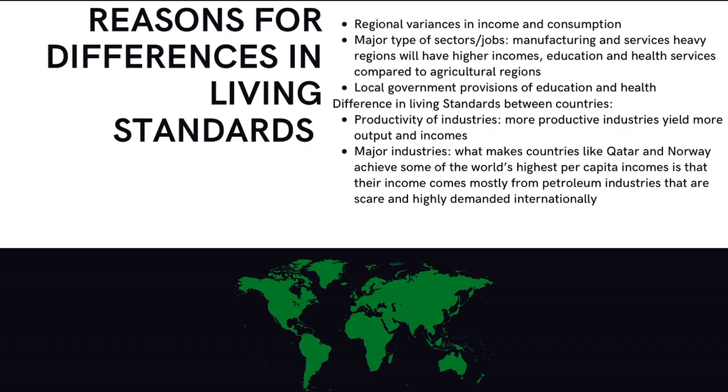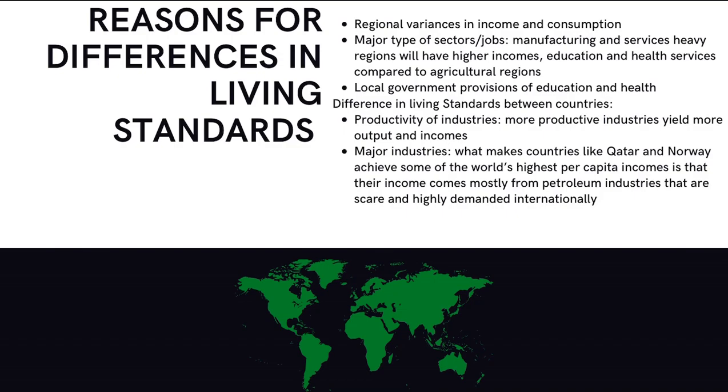Now, let's look at the reasons for differences in the living standards. Firstly, there are regional variances in income and consumption. The major types of sectors or jobs, which include manufacturing and services, heavy regions will have high incomes, education, and health services compared to agricultural regions. The local government provisions of education and health.